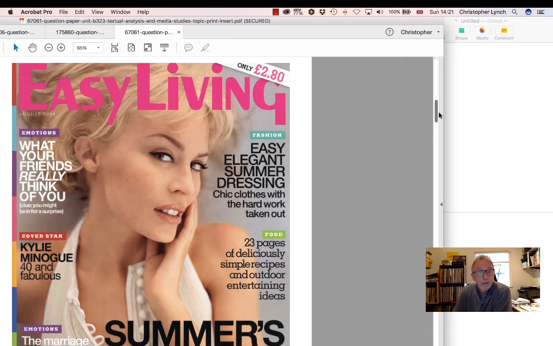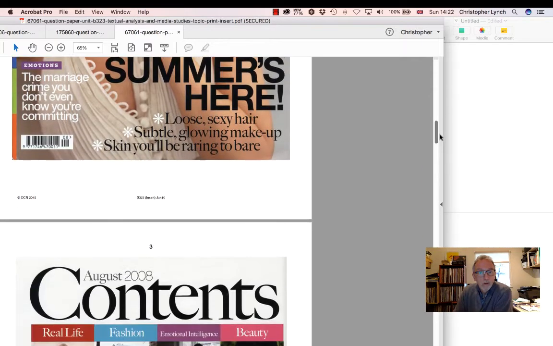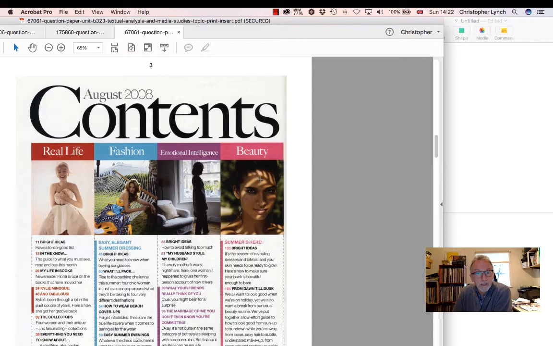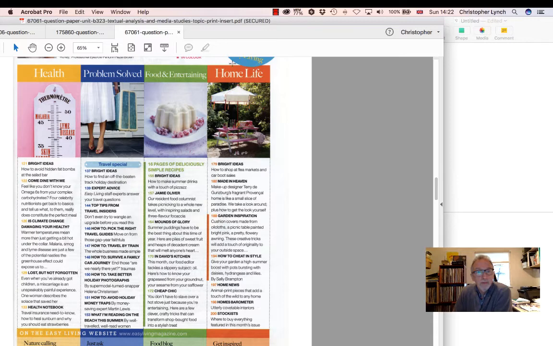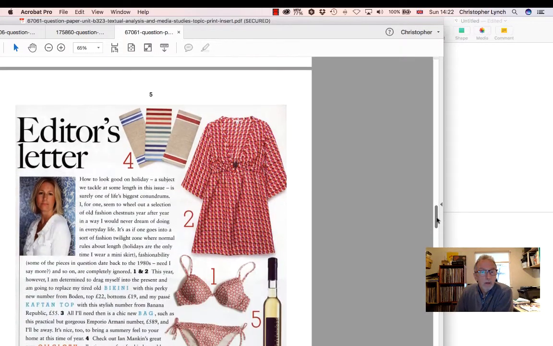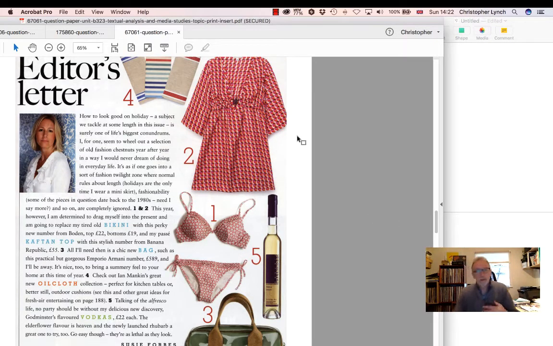What does this say about women? What kind of a woman is this? What kind of woman, or what kind of women are we seeing in these photographs here? What kind of women are we seeing being represented by these headings and some of the details here? And what kind of women are being spoken to, addressed by this letter, How to Look Good on Holiday, for example.